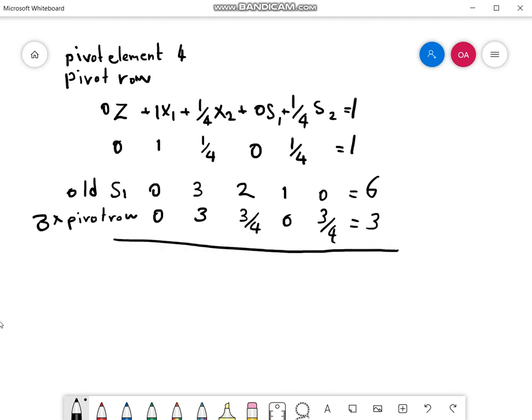Then I will have my new S1. So this is gonna be 0, 0. This is my point of interest. I wanted to nullify it and make it 0. Then this is 8 over 4 minus 3, which equals 5 over 4. Then 1 minus 3 over 4, and 6 minus 3, which is equal to 3.